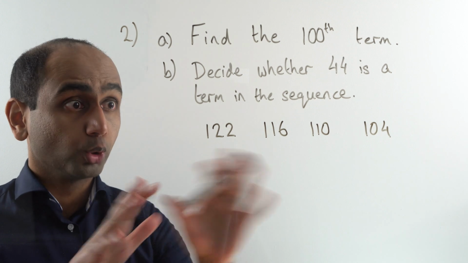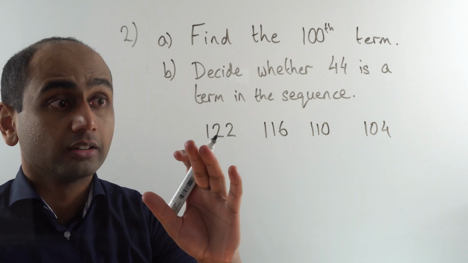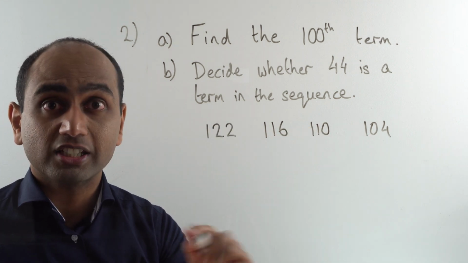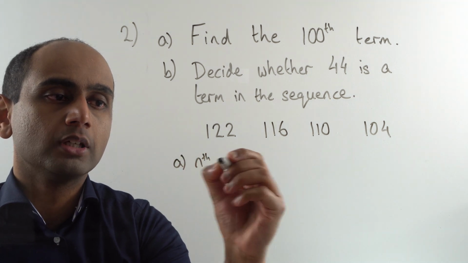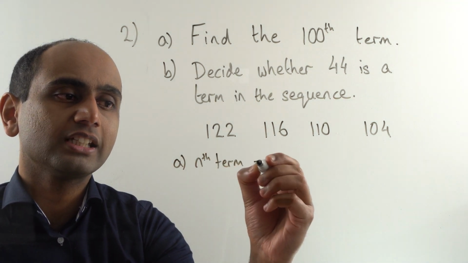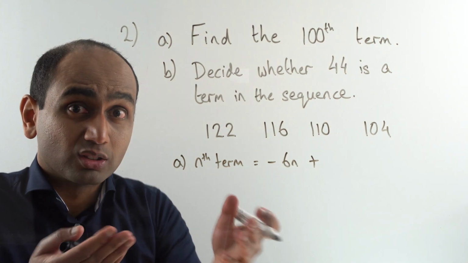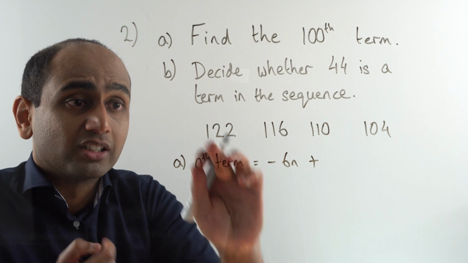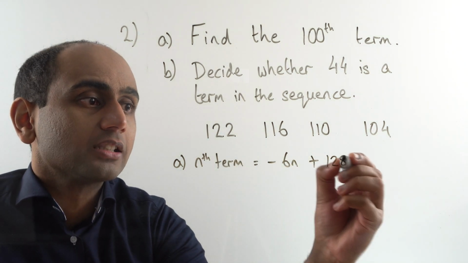Here's question 2. Pause the video and have a go at this one for yourself. Here's the answer. This sequence is going down in steps of 6, so if we look for the nth term, we're going to get an nth term that is negative 6n plus whatever we need to add on to our negative 6 times table to turn it into this sequence. And that is in fact 128.